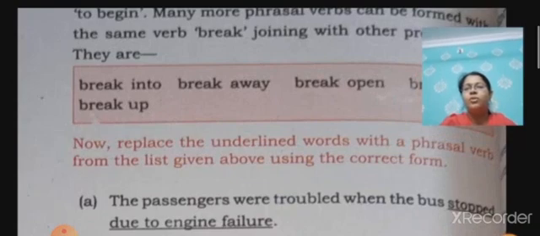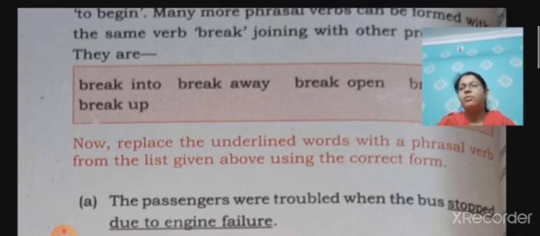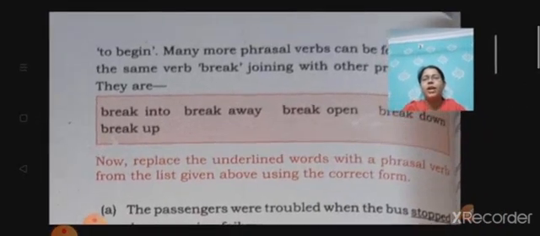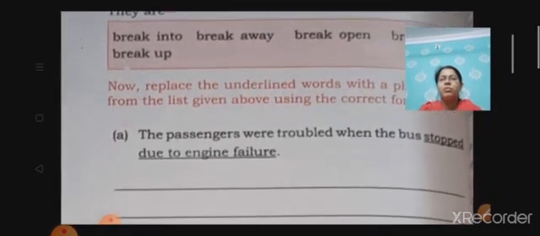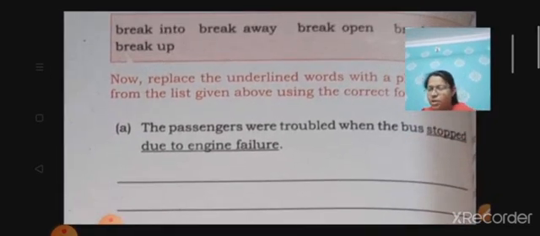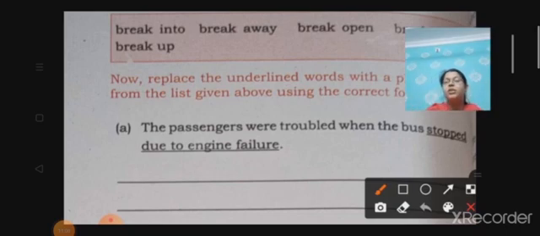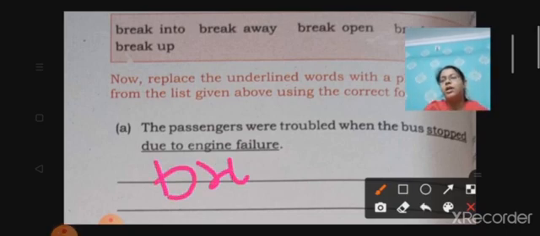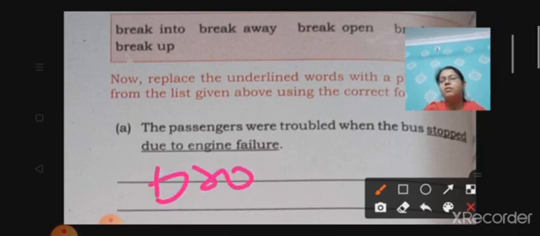Okay, so now we need to replace the underlined words in the phrasal verb with a phrasal verb from the list given above using the correct form. So ये जो box में words दिए हुए हैं phrasal verbs वो हमें sentence में use करने हैं. So let's see the first one. The passengers were troubled when the bus stopped due to engine failure. तो किसी चीज़ का बंद हो जाना suddenly. What do you call it? Breakdown, right? So यहाँ पे हम लिखेंगे: The passengers were troubled when the bus broke down.